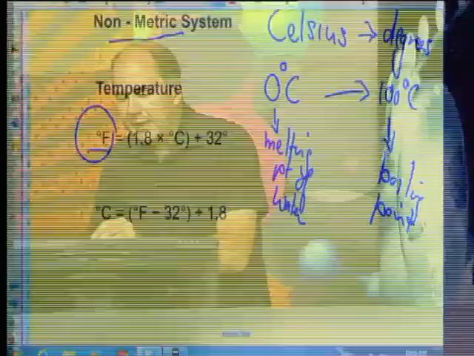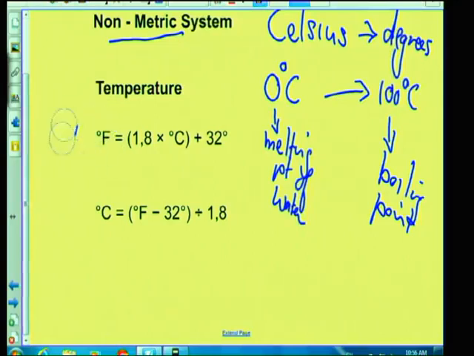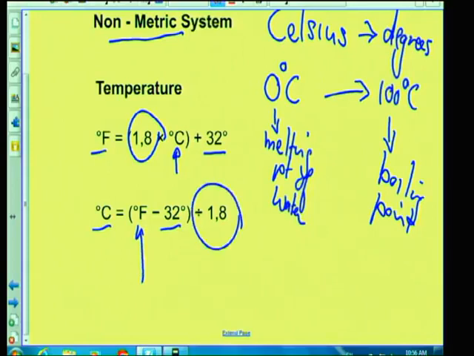Okay, we're going to use these formulas. The nice thing about these formulas is that they're always given. So if you want to convert something to degrees Fahrenheit, you take the Celsius temperature, multiply it by 1.8, and then add 32 degrees. That will give you your Fahrenheit temperature. If you're given a Fahrenheit temperature and you want Celsius, you subtract 32, and then you divide by 1.8. Right, let's move on.